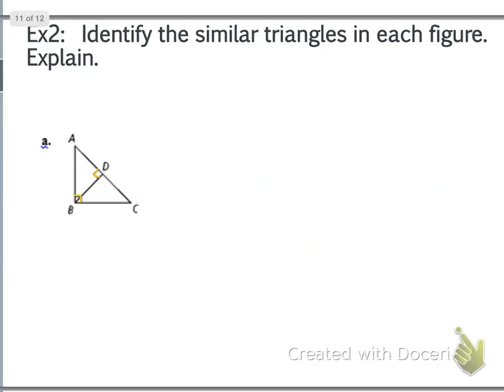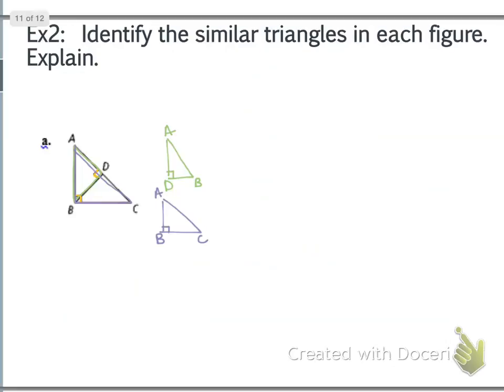So if I build my first one, here's my teeny one. If I rewrite it, looks like A sitting at the top, D is where the right angle is, and B is the point. Now we're going to do our other one. So it's the big one here. My right angle sits at B, the point is C, and A is my top one.